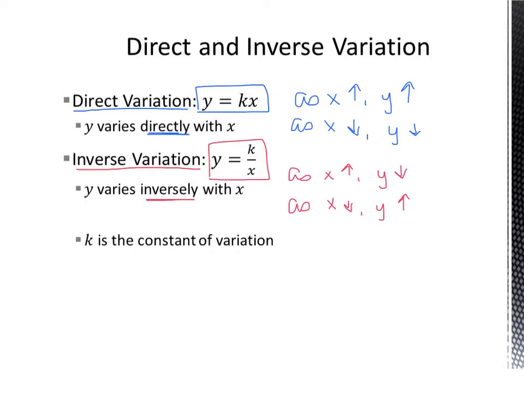K in both of those instances is a constant of variation, and it has to do with the situation. If you're talking about a paycheck with direct variation, maybe k is how much you make an hour. Let's say we make $8.75 an hour. So x is hours. As x goes up, y goes up. Well, k is that amount of money that you're going to be making.